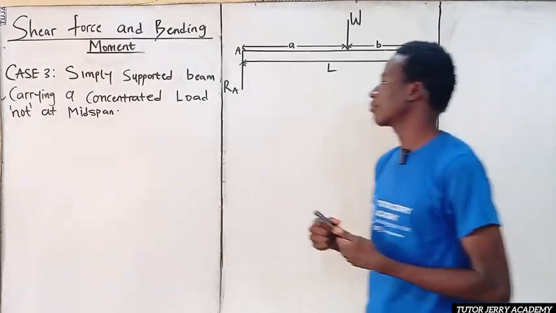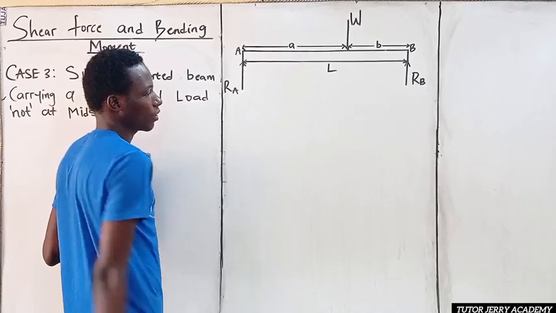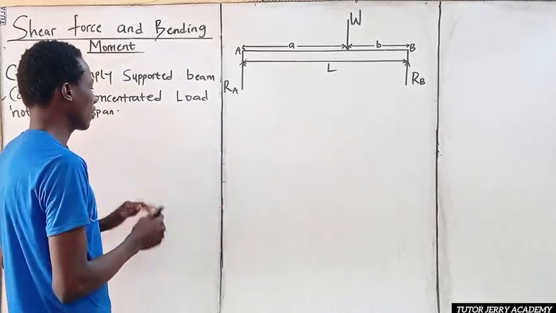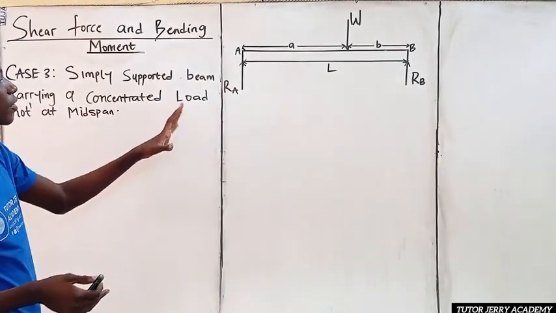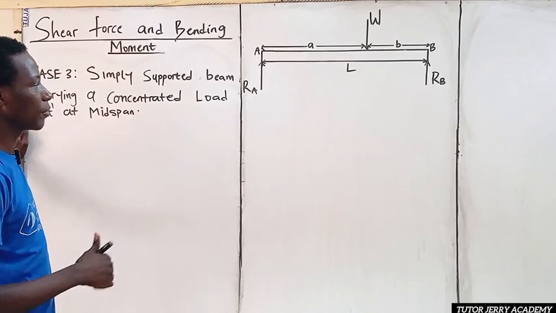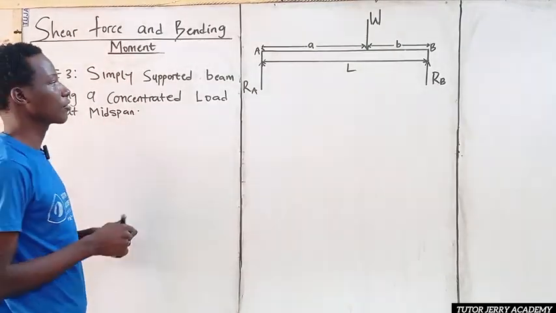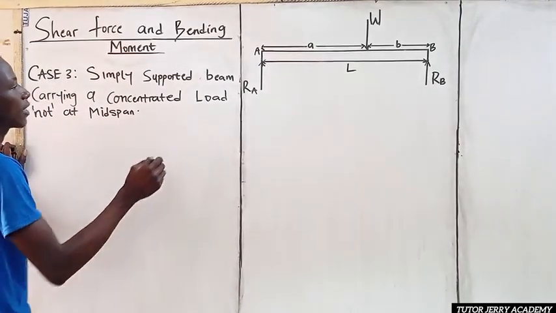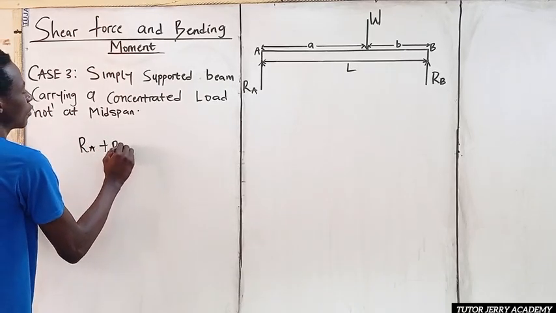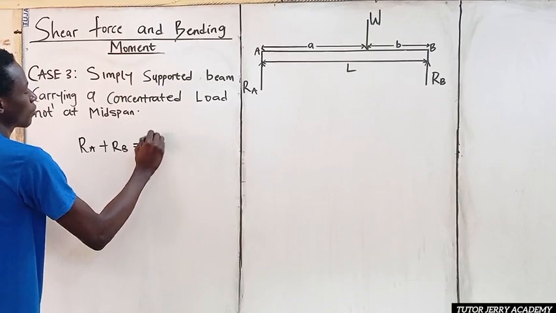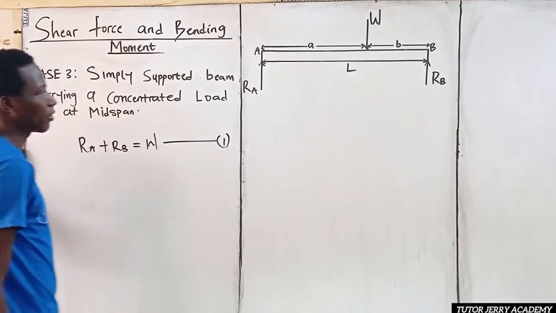As always, I'll be drawing the shear force and bending moment diagram here, and the calculation will be in these two other places. So the first thing we are going to do is consider all the forces on this beam. We know that the sum of upward force is equal to the sum of downward force. This implies that RA plus RB is equal to W. Let this be our equation 1.